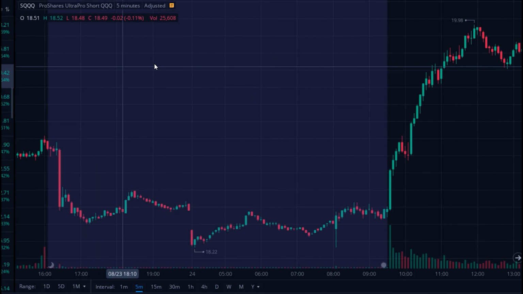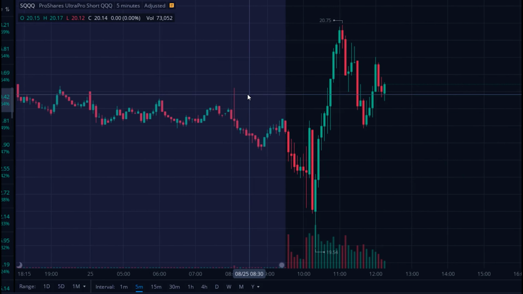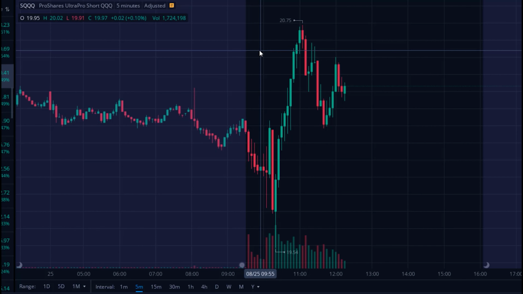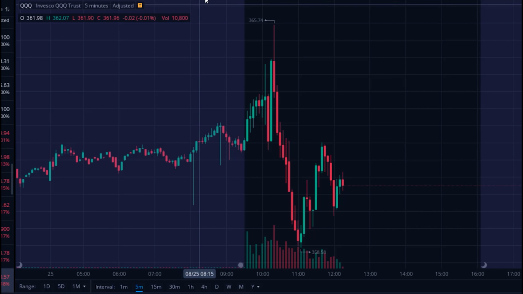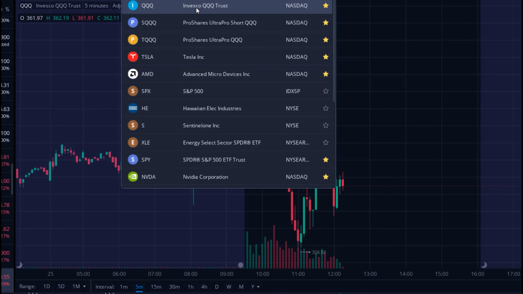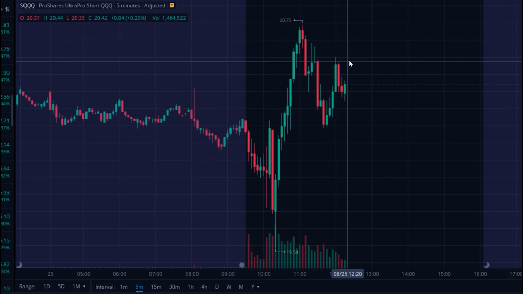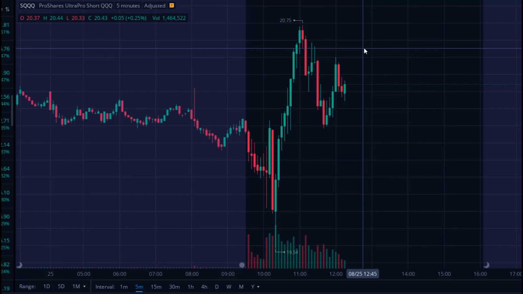Now, something you want to understand is that these are instruments that you don't want to invest in. They're specifically made for trading, right? I even believe that in their prospectus for SQQQ and TQQQ, they mention that this is not something you want to hold on to. This is just a trading tool. You don't want to hold on to it.